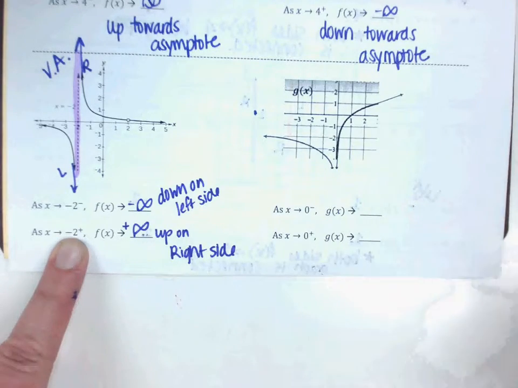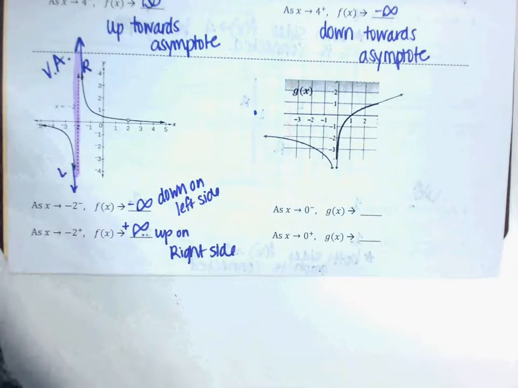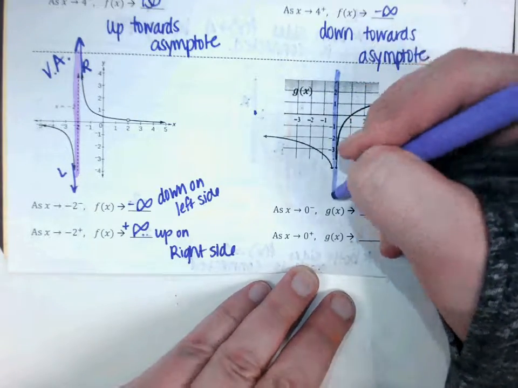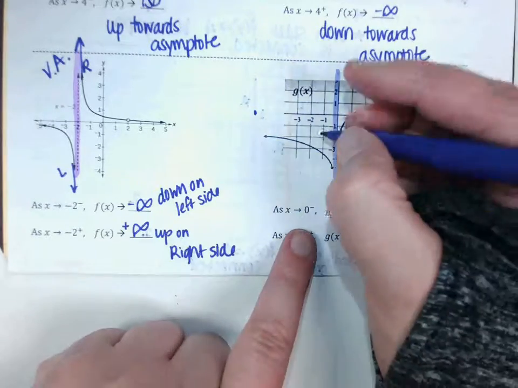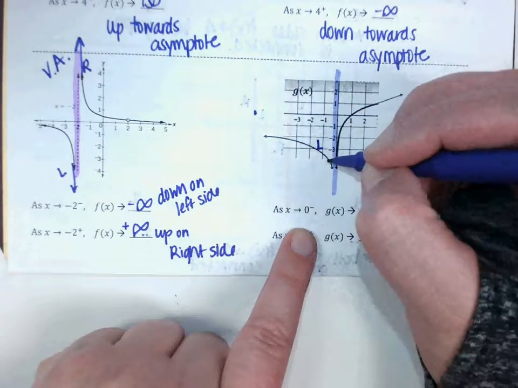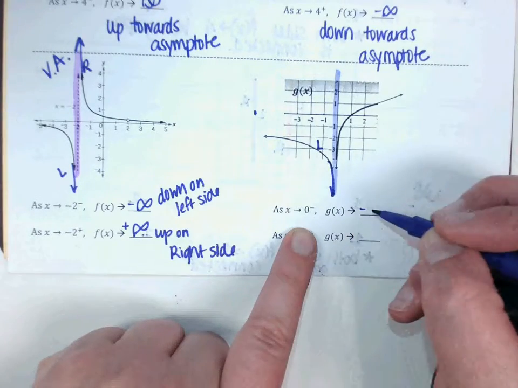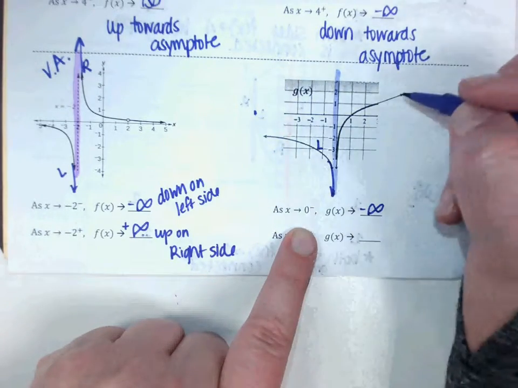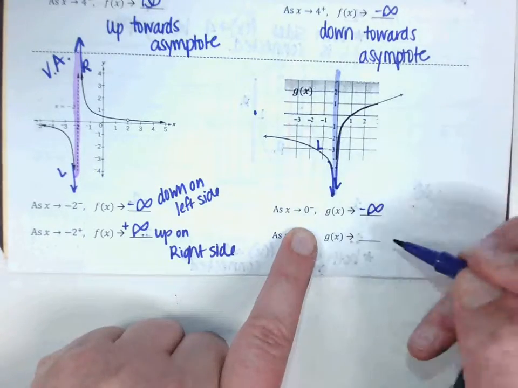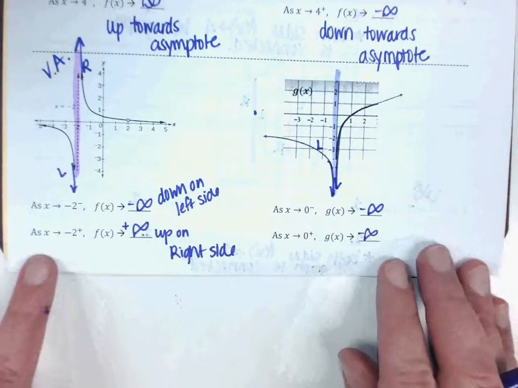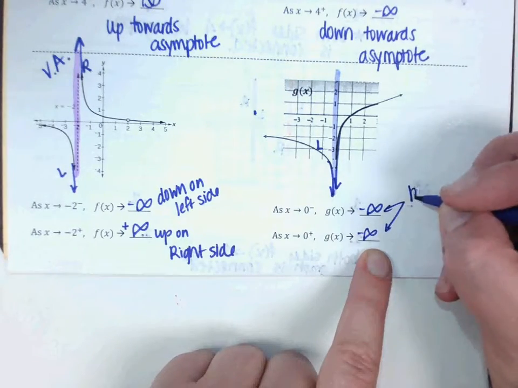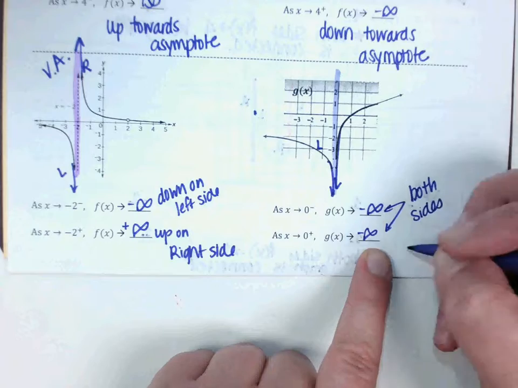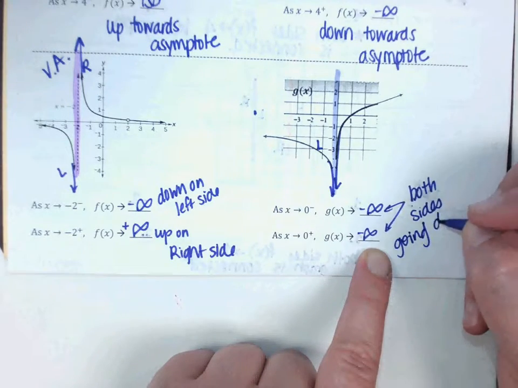Okay, now look at letter G. Next graph. As x approaches 0, okay, let's draw our 0 line in. 0's here. I want to first be on the left side. Left is over here. Here's my function. What is it going towards? Negative infinity. Okay, now look on the right side. What is this side going to? Negative infinity. So notice that they can be going opposite directions towards the asymptote, or they can be going the same direction. Okay, so I'm going to put here both sides going down.